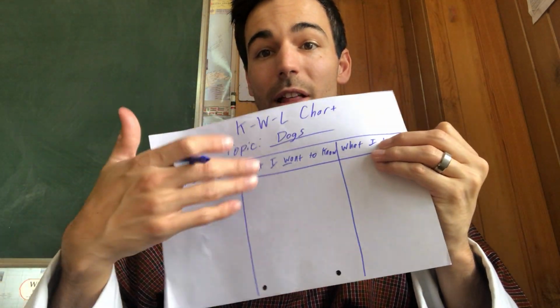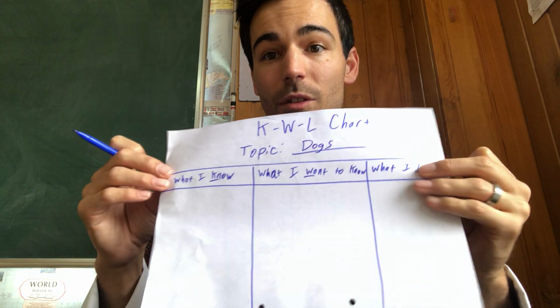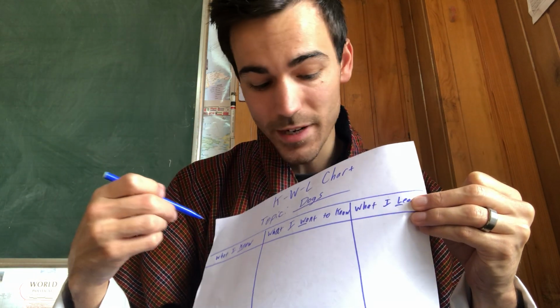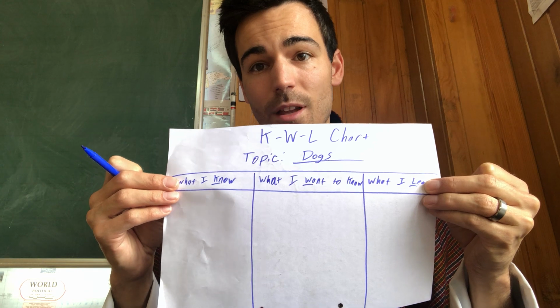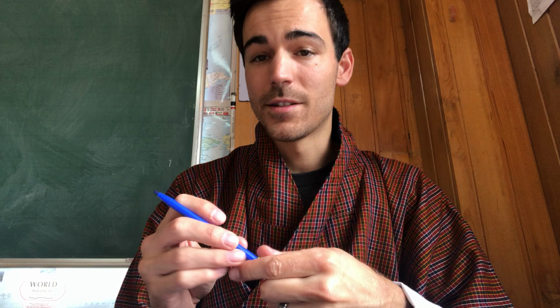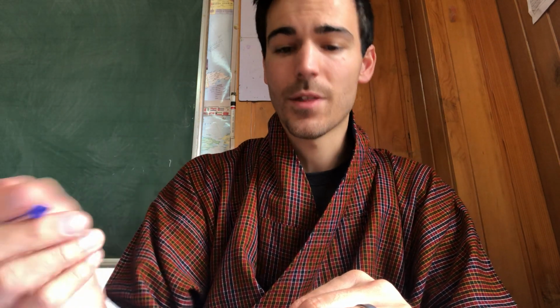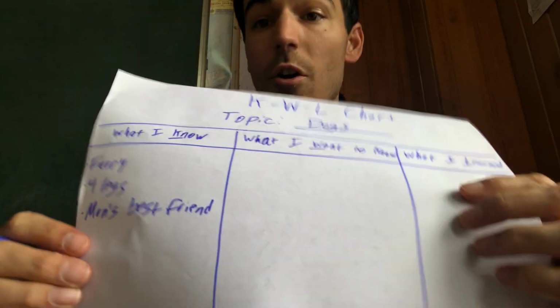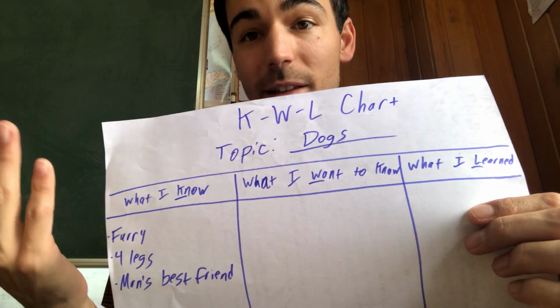Now it will tell you when to fill out each column, but when we start, the first two columns that we do is what we already know and what we want to know about our topic. So it should all be on topic. So for example, mine is dogs. So what I know, that's what we start with. I know that they are furry. I know that they have 4 legs. I know that they've been called man's best friend. Maybe that's all I know about dogs. I'd actually know more than that, but let's just pretend.